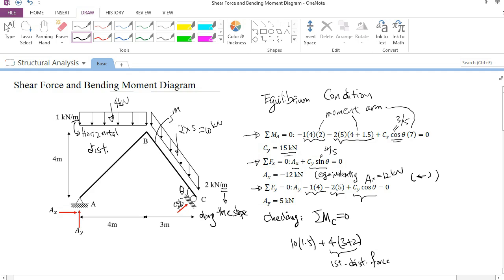Okay, and then minus AY multiplied by the moment arm, which is 7, equal to 0. After some calculation, the answer you get should be AY is equal to 5 kilonewton, which is the same as our calculation before. So it means that basically we did not make big mistakes at the beginning. Based on my experience, students always make mistakes in the equilibrium condition, in finding out the reaction force.